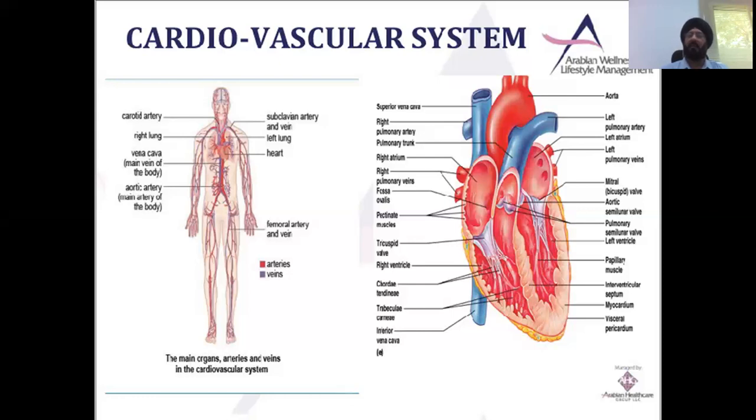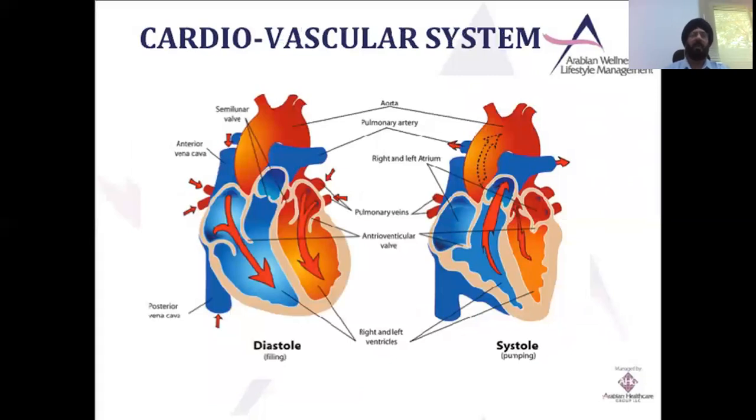When we talk about arteries and veins and capillaries, venules, arteries are the vessels which take blood away from the heart, and veins bring back the blood to the heart. Right? Then comes, when we talk about the circulation, there are two types of pumping actions. One is pumping out and one is pumping in.